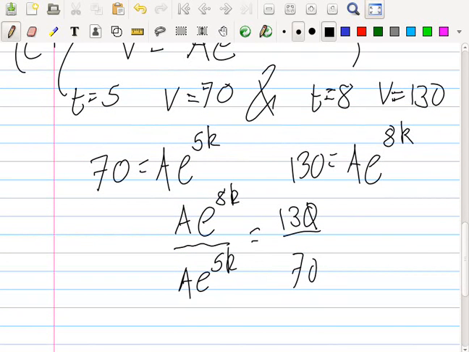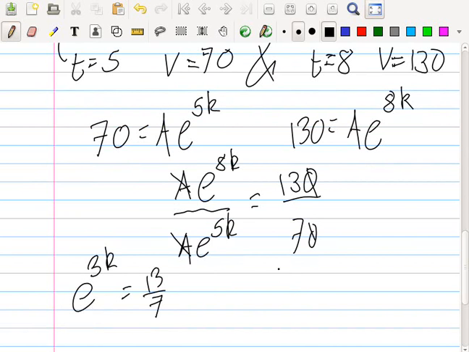So that's good, they cancel, and then you can subtract. So you get e power 3k equals 13 over 7. How do I cancel an e? With a log, so I get 3k equals log 13 over 7. So therefore k equals 1 over 3 log 13 over 7.